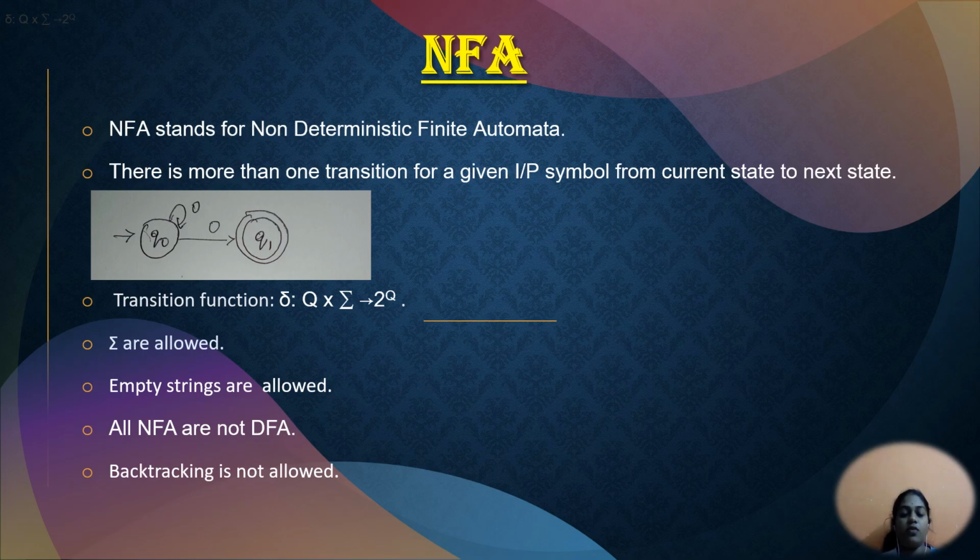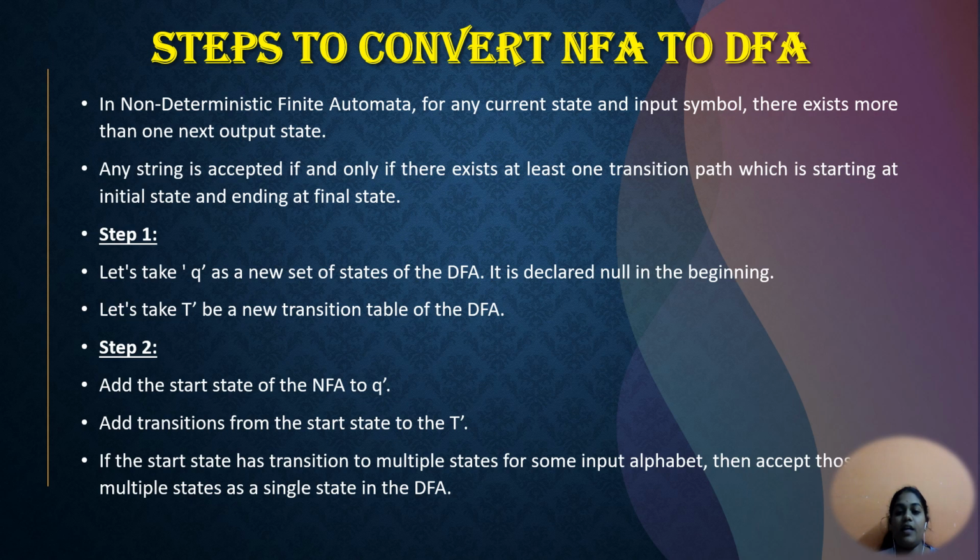NFA stands for Non-Deterministic Finite Automata. There is more than one transition for a given input symbol from the current state to the next state. Here Q0, Q1 are the states, and 0 is the input symbol. Q0 on the input symbol 0 goes to the next state Q0. The transition function for NFA is Q x Σ gives 2 power Q. Epsilon moves are allowed. Empty strings are allowed. All NFA are not DFA. Backtracking is not allowed.